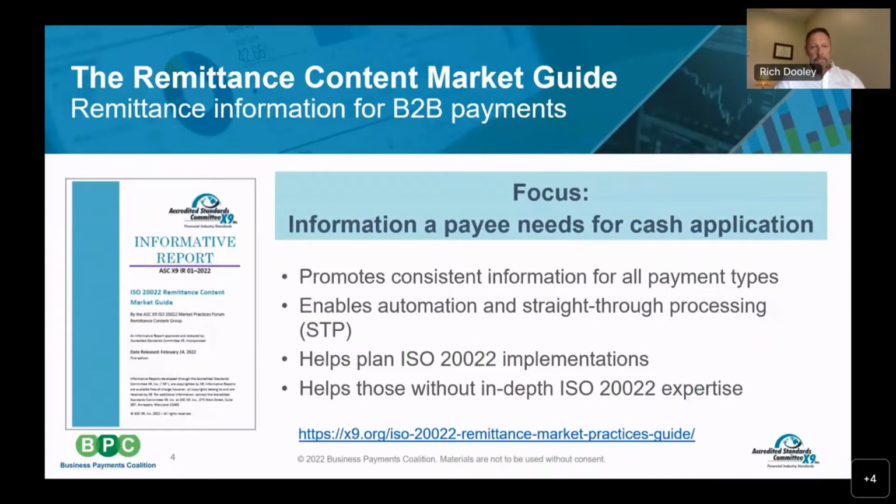Great. Well, thank you. The remittance content market gap. So focusing on remittance information for B2B payments. A big focus for us in working on this guide is the payee information a payee needs for cash application. So we've got a payee and a payer. We want that payee to get the right information, whatever it is that they need in order to apply the cash, reconcile that, make the whole process smooth. So the guide is going to talk about promoting consistent information for all payment types. Also talks about enabling automation and straight through processing. Again, that's something that you'll hear today. If you've already read the guide or you download it, you'll see a lot of talk about straight through processing.